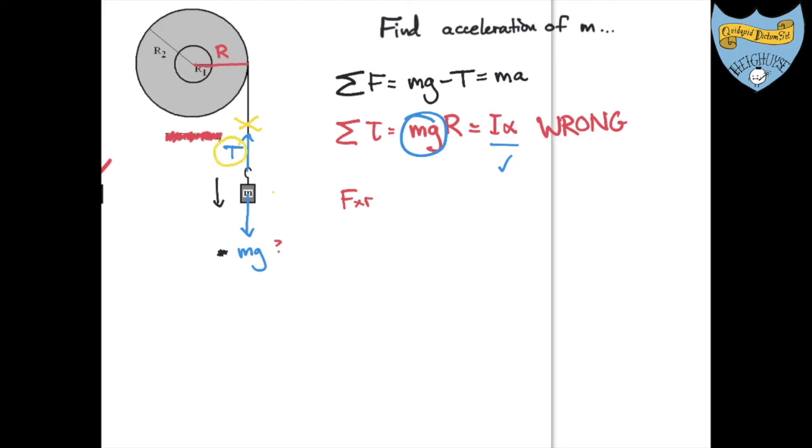It's not the weight of the block, okay? The tension in the string is the reason why the pulley actually rotates. So instead of mg there, we should have the tension. So the torque really should be tension times radius. That's what we should have.